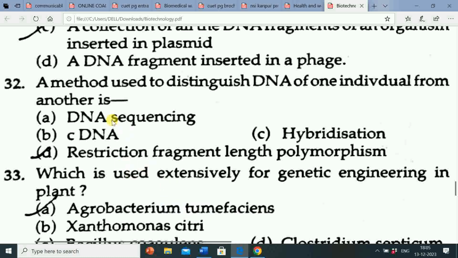Next question is, a method used to distinguish DNA of one individual from another is?